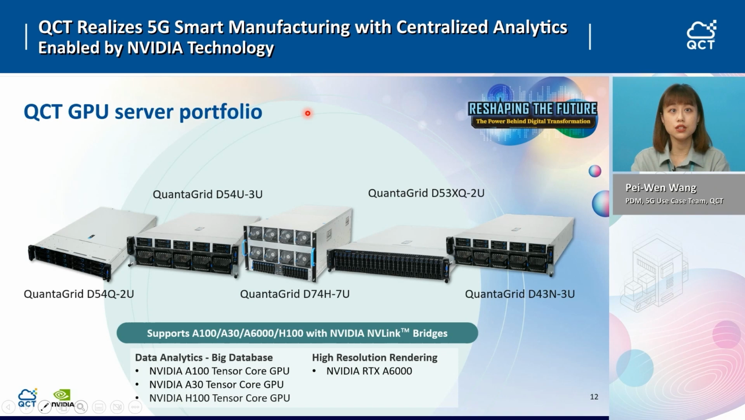So here's the QCT GPU server portfolio. This server supports either A100, A30, A6000, or H100 with NVIDIA NVLink bridges. And A100, A30, and H100 can support data analytics. On the other hand, RTX A6000 can be used for high-resolution rendering. So, with QCT's strong enterprise 5G solution and NVIDIA technology, we are on the way to driving enterprise innovation.